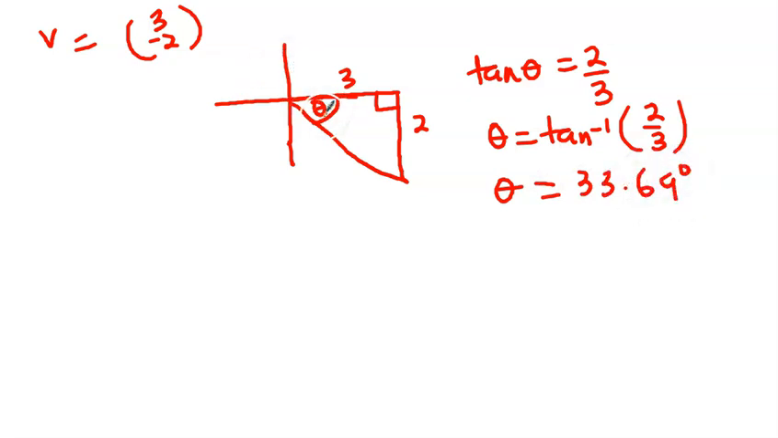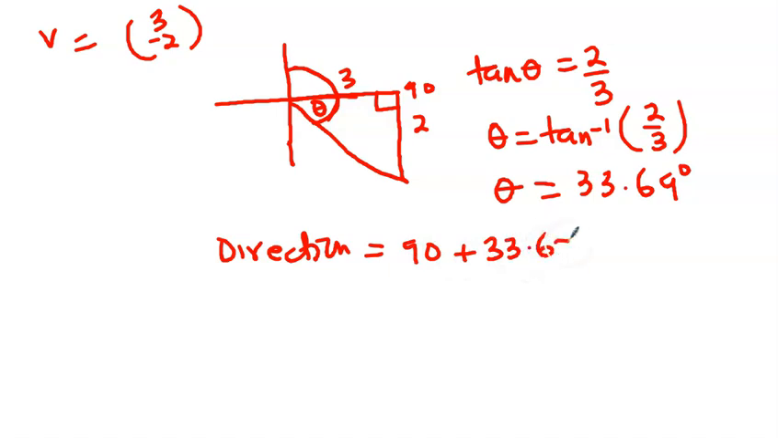Now we want to find the direction. This is just the angle it makes with the x-axis. So the direction will be taken from the north pole, so from this, and up to this point is 90 degrees. Therefore, the direction is 90 plus this acute angle, 90 plus 33.69, and 90 plus 33 is giving us 123.